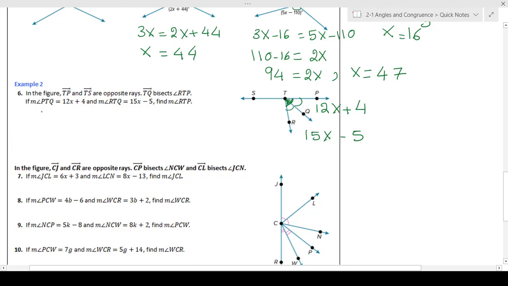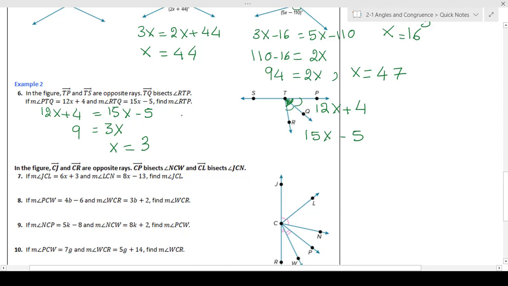Now, to find the x, I can put these two angles equal to each other, as he told me in the given. Then 12x plus 4 equals 15x minus 5. Then I move the 12x to the other side, so 15x minus 12x is equal to 3x. Equals, I move the 5 to the other side with a positive sign. It will be 4 plus 5 equals 9. Then I divide both sides by 3. Then my x is equal to 3.